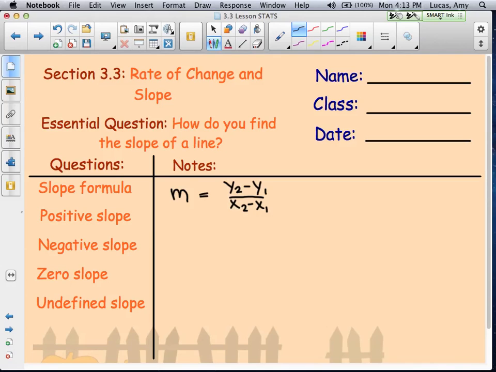Okay, now we've got 4 super important kinds of slope that we're going to be working with. Positive slope. Positive slope is when your line is slanting up from left to right. So when you read it from left to right, the line is going up. The next kind of slope is negative slope, so you can probably guess negative is going down. So negative slope is down from left to right.